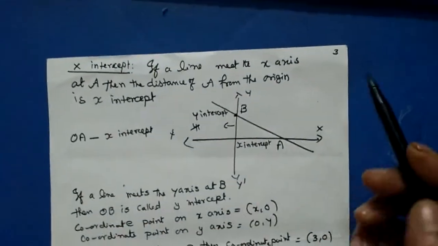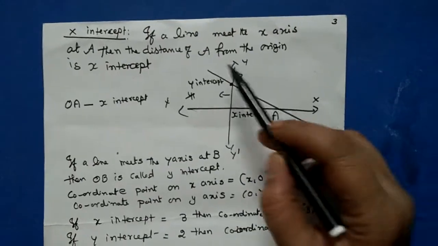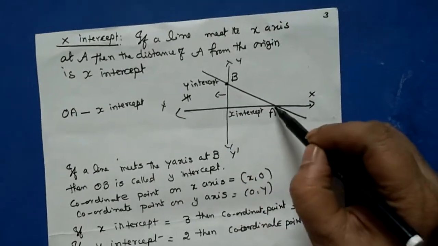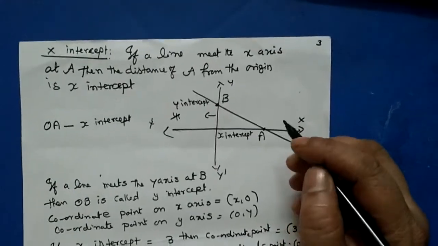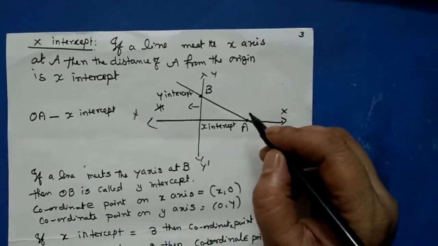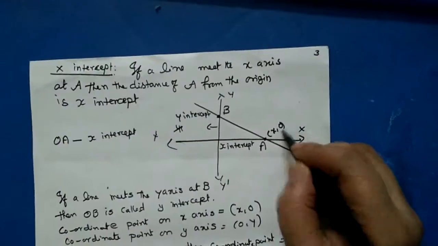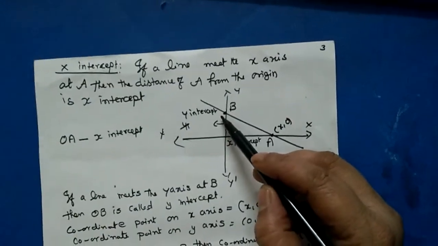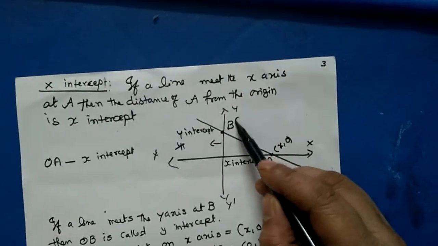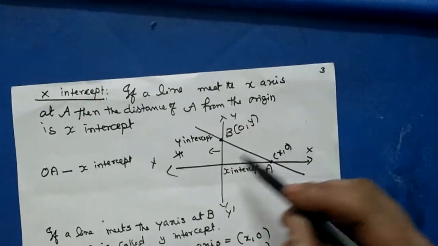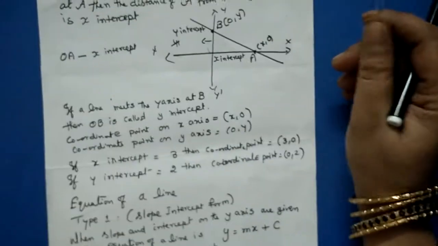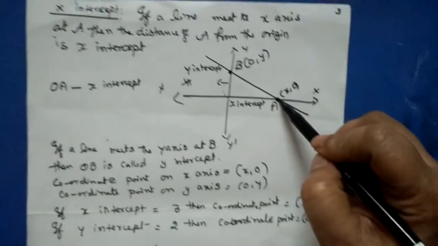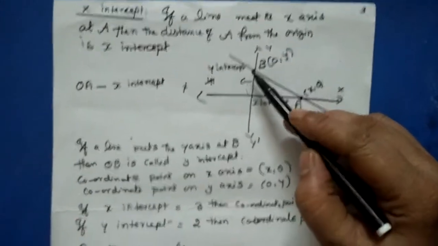x2 minus x1. Now y-intercept and x-intercept. The x-intercept of a line is where it meets the x-axis at A. Here see, this is called the x-intercept, and the coordinate of the point where the line intersects the x-axis is x comma 0, and where it intersects the y-axis is called the y-intercept. What is the coordinate? 0 comma y. That means this distance is y, this distance is x. This is called the x-intercept, x comma 0. This is called the y-intercept.